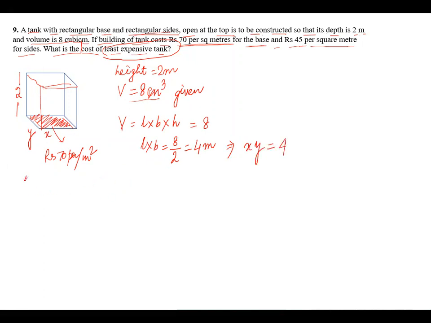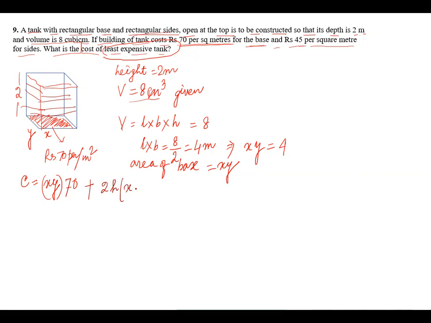Now let us come to the cost function. Cost function is for the base. What is the area of the base? Area of the base is nothing but xy meter square. So for xy, they are charging 70 per square meter. And plus the sides. Sides means your four walls. What is the area of the four walls? Four walls is equal to 2h, where h is height, within bracket length plus breadth. And for this, it charges rupees 45 per meter square. So this is your cost function, which is to be minimum.